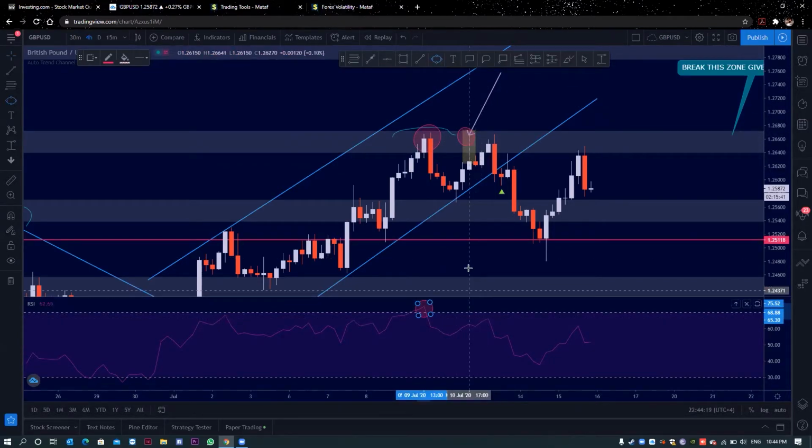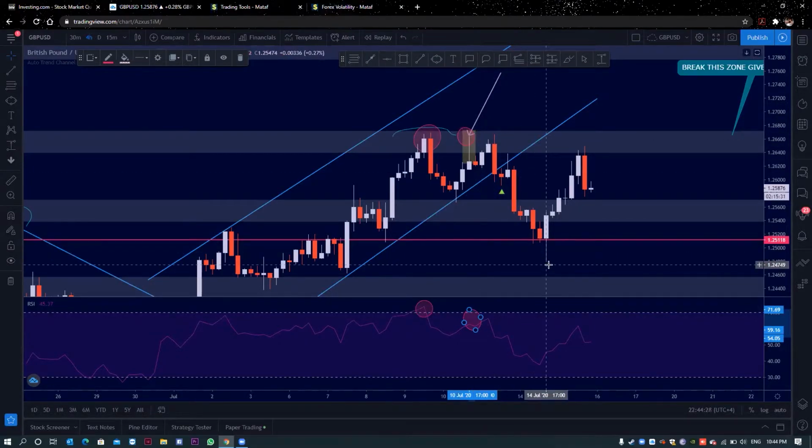Very good drop sign. 1, 2. This is equal, but there is lower than this. You can see the drop.